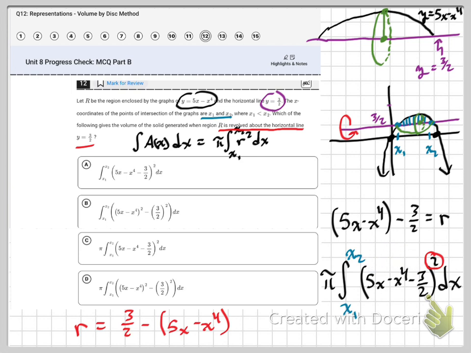Okay, so it looks like we lucked out. This radius right here is found right there. Now, this one kind of looks like a washer method, and you might want to put it, no, that's not right. The radius has to be squared. This is the radius, and that's what's being squared. And that's how you do that one.